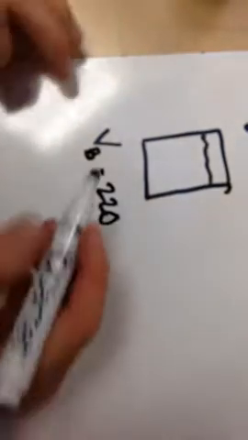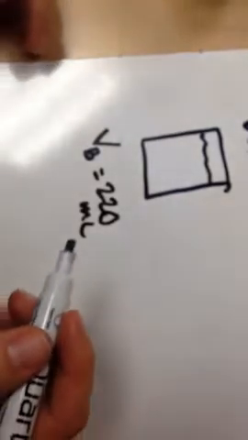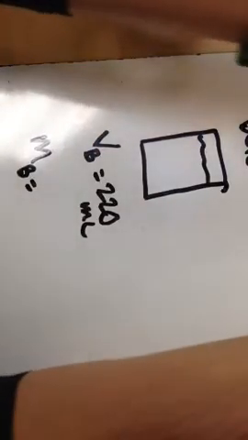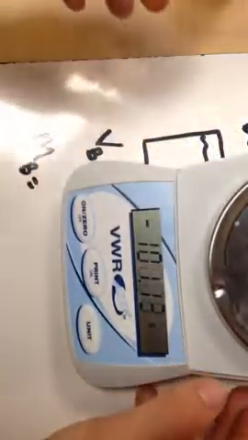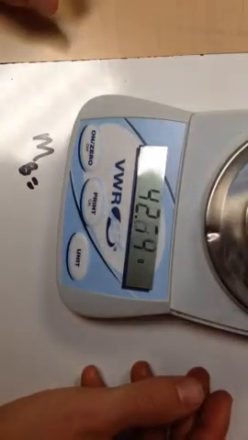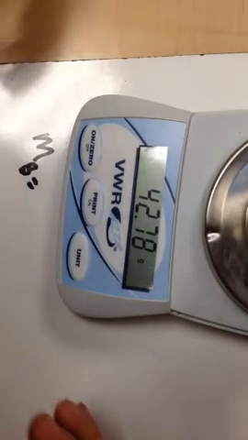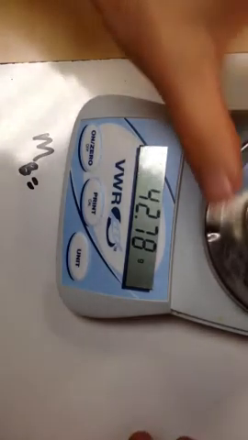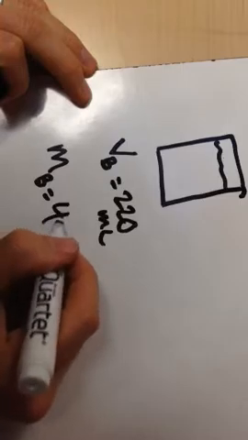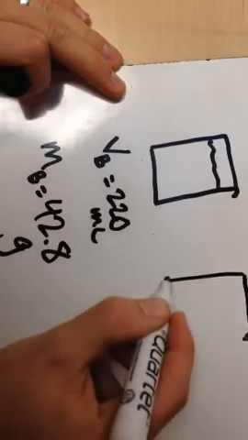Now, let's also find what the mass is. Or sorry, we're going to measure the mass by taking the weight. We do have a scale right here. I already tared this scale, so I already zeroed the scale. So I'm going to put this on the scale. So this mass should not include the mass of the beaker. And so we have around 42.8 grams of chips.